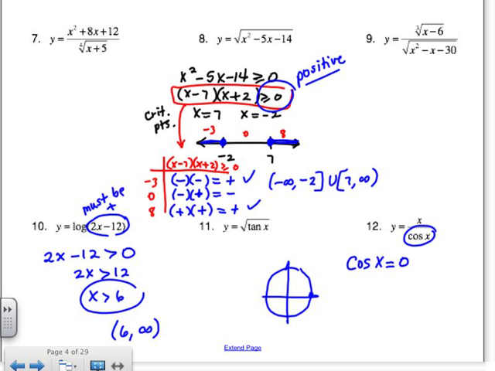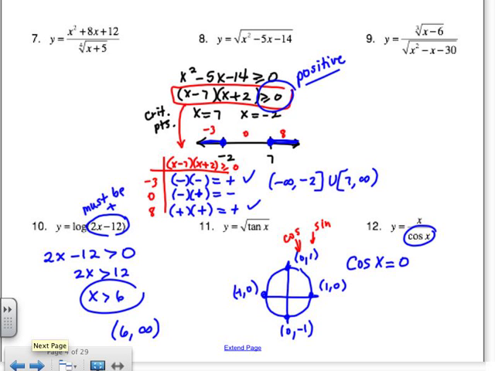Any point along the unit circle, it's a distance of 1 from the origin. So this is 1, 0, 0, 1, -1, 0, and 0, -1. The x value is cosine. The y value is sine. And in AP Calculus, you're always going to use radian measure. You hardly ever use degrees.